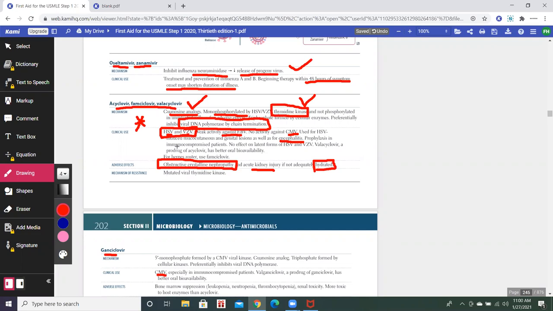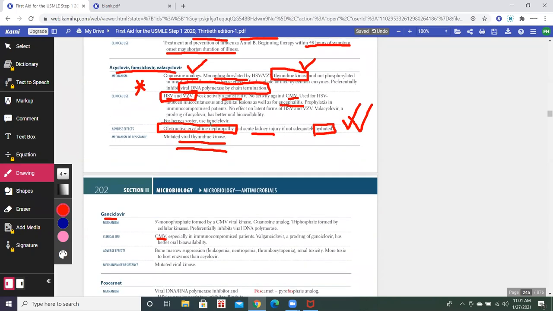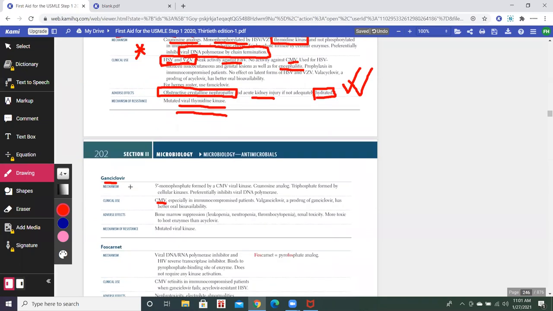Amphotericin B, very good. And this is another one. The mechanism of resistance is if there is a mutation of the viral thymidine kinase, then acyclovir will not be activated. So that's that. Now we're done with acyclovir.